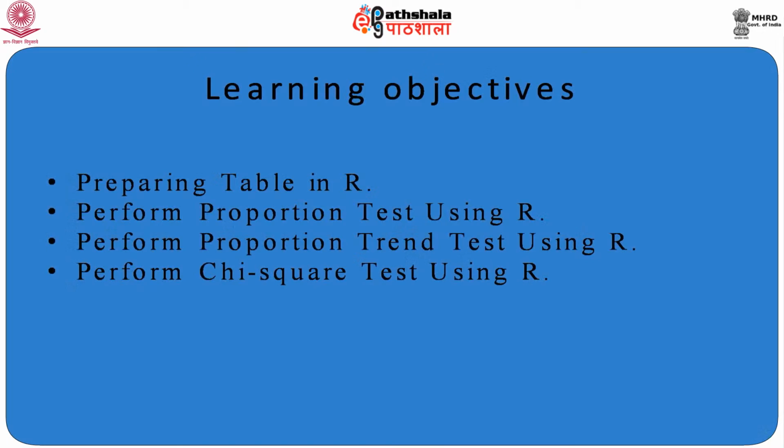So in this module we will definitely see the application of the chi-square test and how to conduct it. Our learning objectives: preparing a table in R for an observational study, performing the proportional test using R, performing the proportional trend test using R, and thereafter performing the chi-square test using R. So now the module starts.